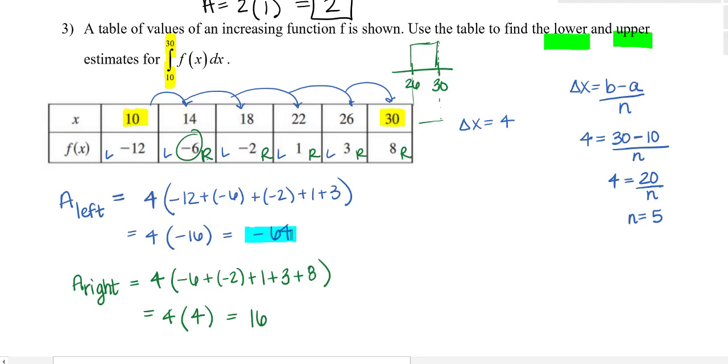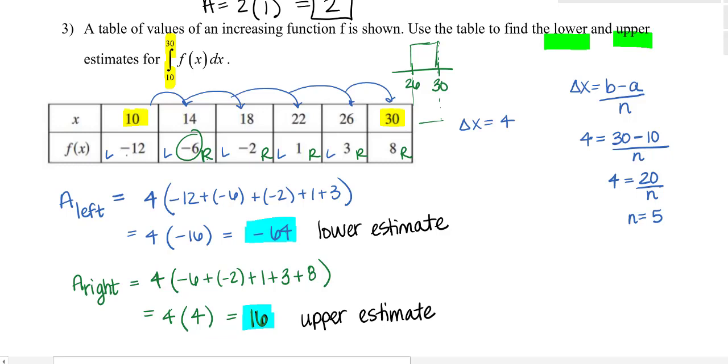And you should be able to take a look at these answers, even if you didn't know from before, and tell me which one is the lower estimate and which one is the upper estimate. My negative value is my lower estimate, and my 16 is my higher value for area, right? Comparing -64 to 16. So that's my upper estimate. I could also see this because if you take a look at your y values, as you're looking at these function values, they are getting larger every time. In other words, I have an increasing function, which it also told me in the problem.